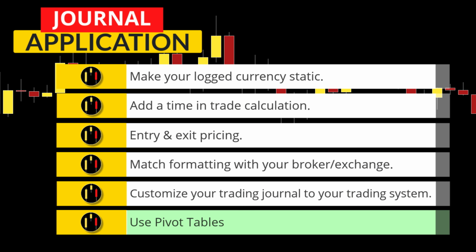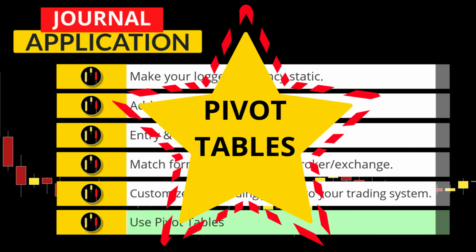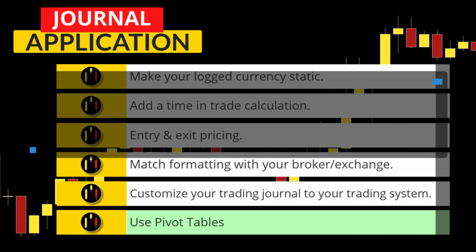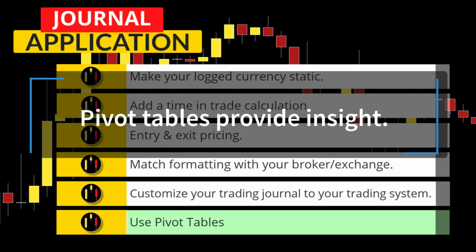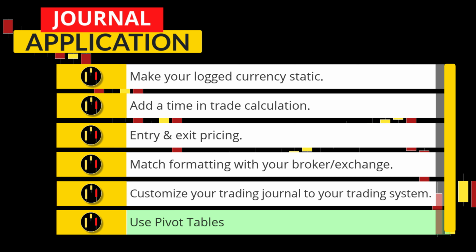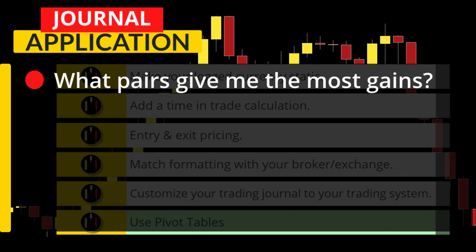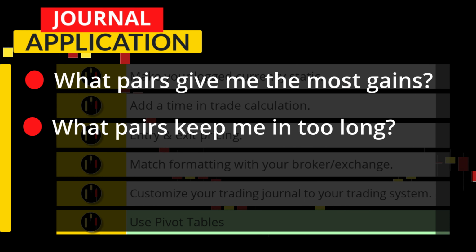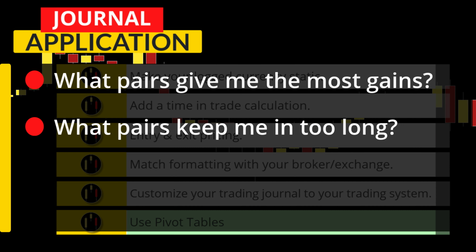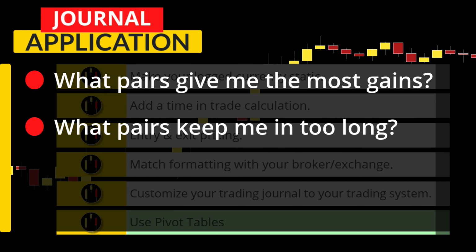This next tip is kind of a homework assignment, but once you have all of this data in your log, you can create something called a pivot table. A pivot table allows you to analyze and really drill down into what is going on with your trading. Some of the things that I use pivot tables for are: first, I like to know which instrument gives me the most net gains, for obvious reasons. Second, another thing I really find insightful is what pairs cost me the most in opportunity cost. I take this into account when looking at correlated setups to enter.